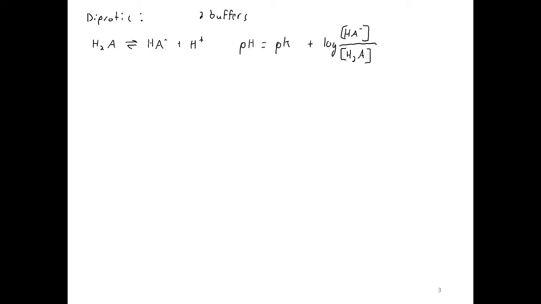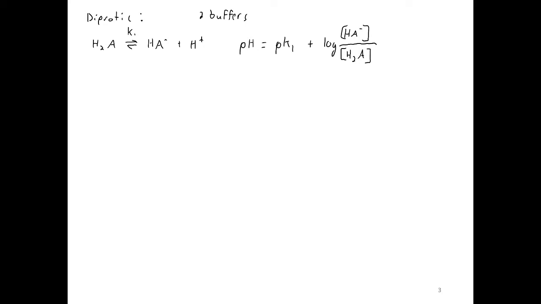Now, as for that pK value, well, we have two to choose from for the diprotic, right? pK1 and pK2. So which one do we pick? This is the easy part to mess up. And the answer is we pick the first one. Why? Because the equilibrium between H2A and HA minus involves the first proton being lost. And so K1 is the relevant equilibrium constant.